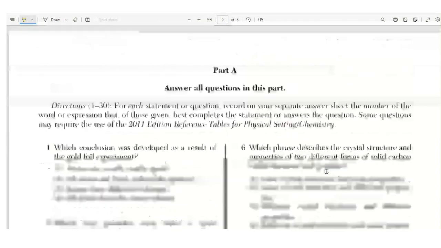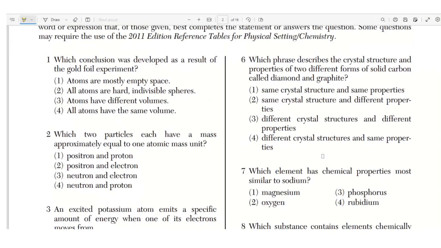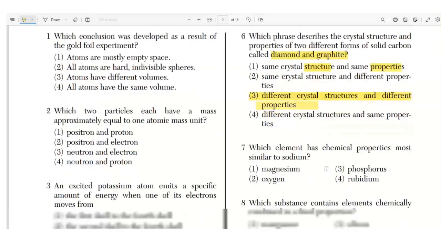Which phrase describes the crystal lattice and properties of 2 different forms of solid carbon called diamond and graphite? Well, that's a word called allotropes. And this relates structure and properties. So here's the deal with structure and properties. If they have the same structure, they have the same properties. If they have a different structure, they have different properties. Structure determines function, if you remember from lots of other science classes. So right here, different structures and different properties.